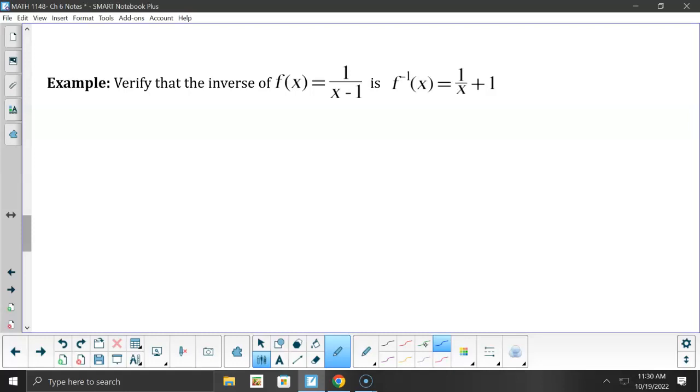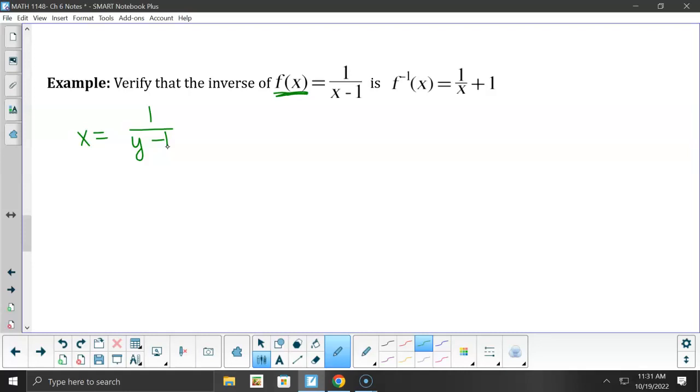Ready? Which one do we want to do? The function on the left or the function on the right? Or do we want to do both so we know how to solve them both ways? Both? Okay. So I'm going to color code this one in green. So I've got x equals 1 over y minus 1. All right, switched my x and y. Now I've got to solve for y.